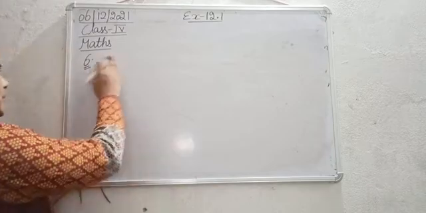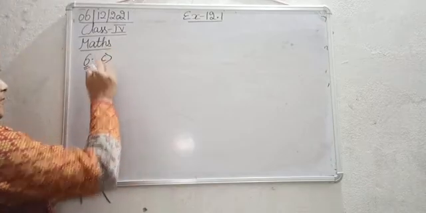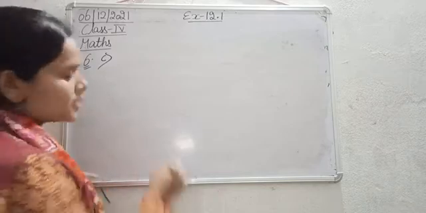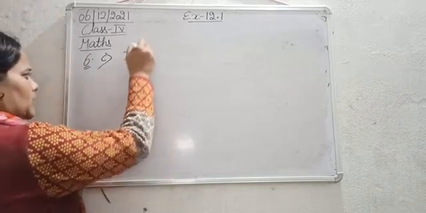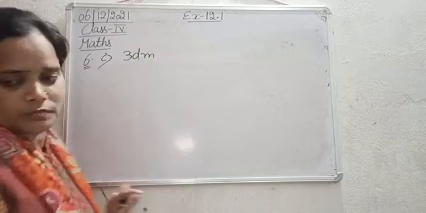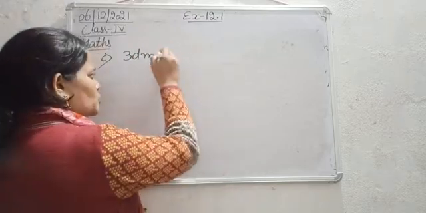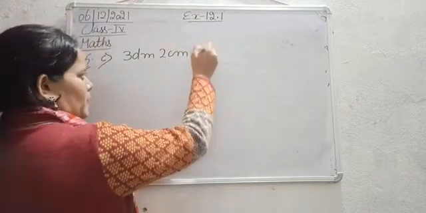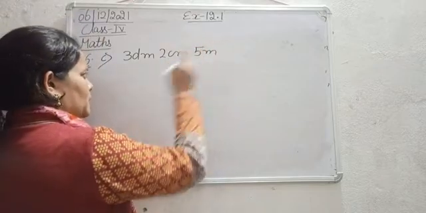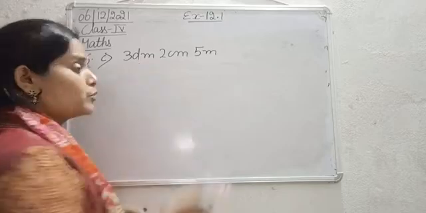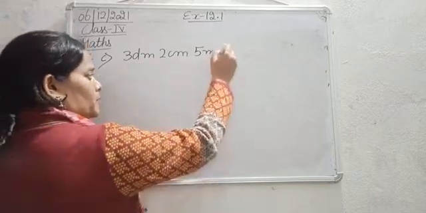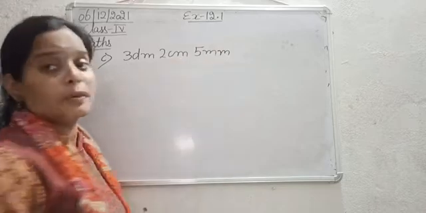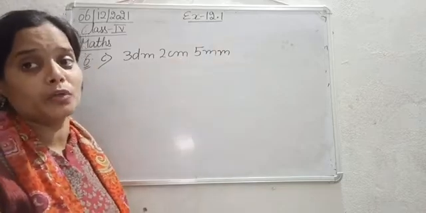Moving next to the C part. The C is convert into millimeter. This is 3 decimeter, then 2 centimeter, then 5 millimeter. So we have to convert it into millimeter, but here we are having decimeter, here we are having centimeter, this is already millimeter, and we have to convert into millimeter.